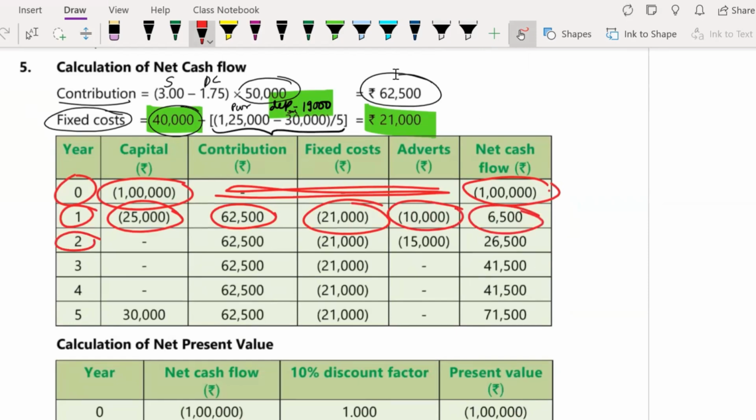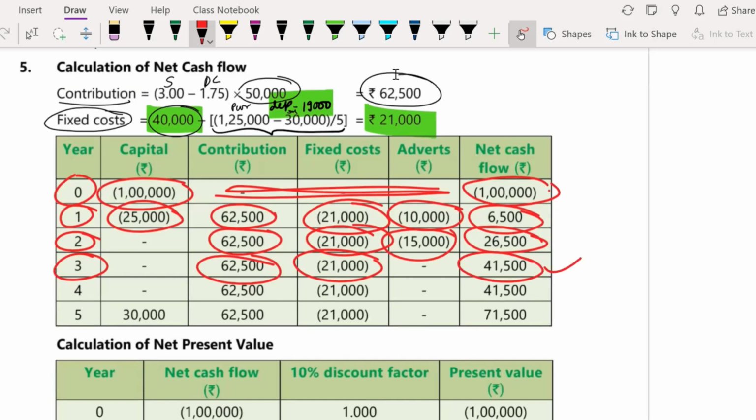Then in year end 2, you have a contribution of 62,000, fixed cost of 21,000, advertisement expense that you make in year end 2 of 15,000, selling expenses which was given in the question, and then your net cash flow is 26,000. In year 3, your contribution is 62,000 and you have a cash outflow of 21,000 as fixed cost, and then that is your net cash flow, and the same for year 4 also.